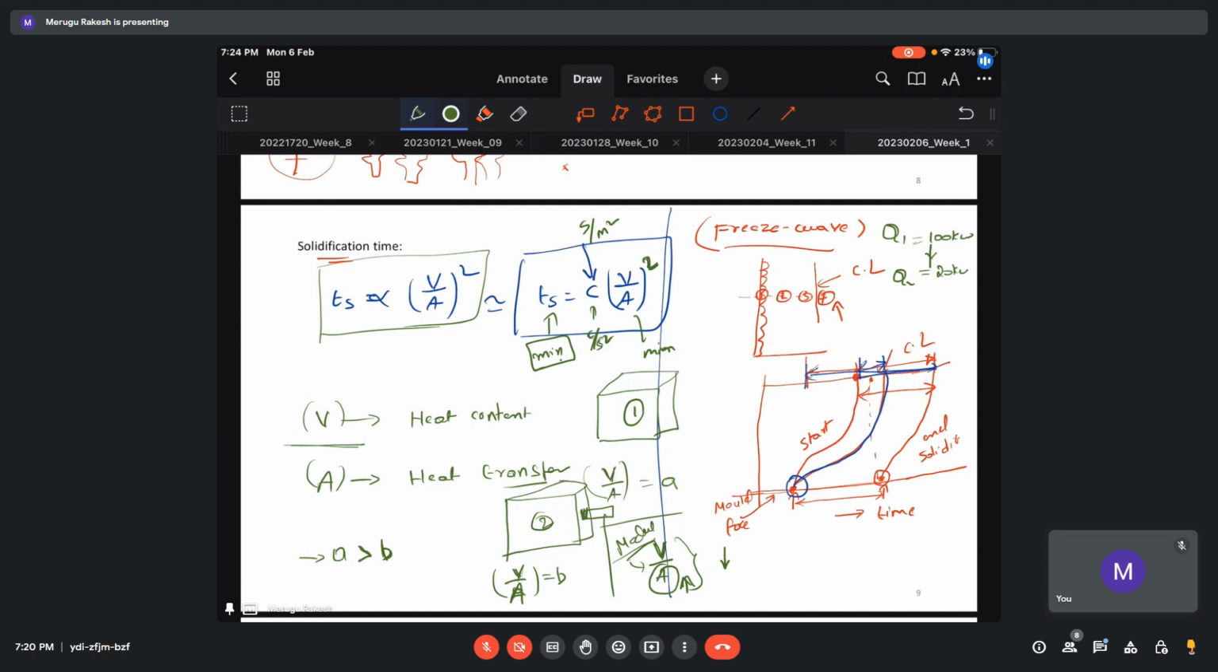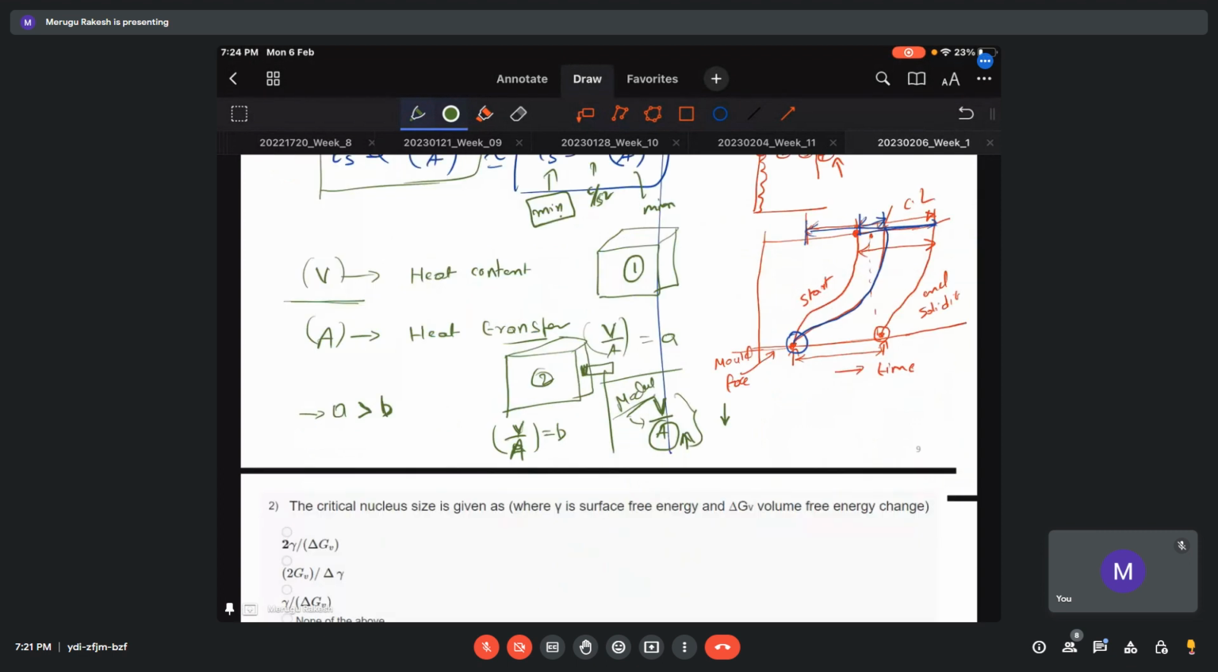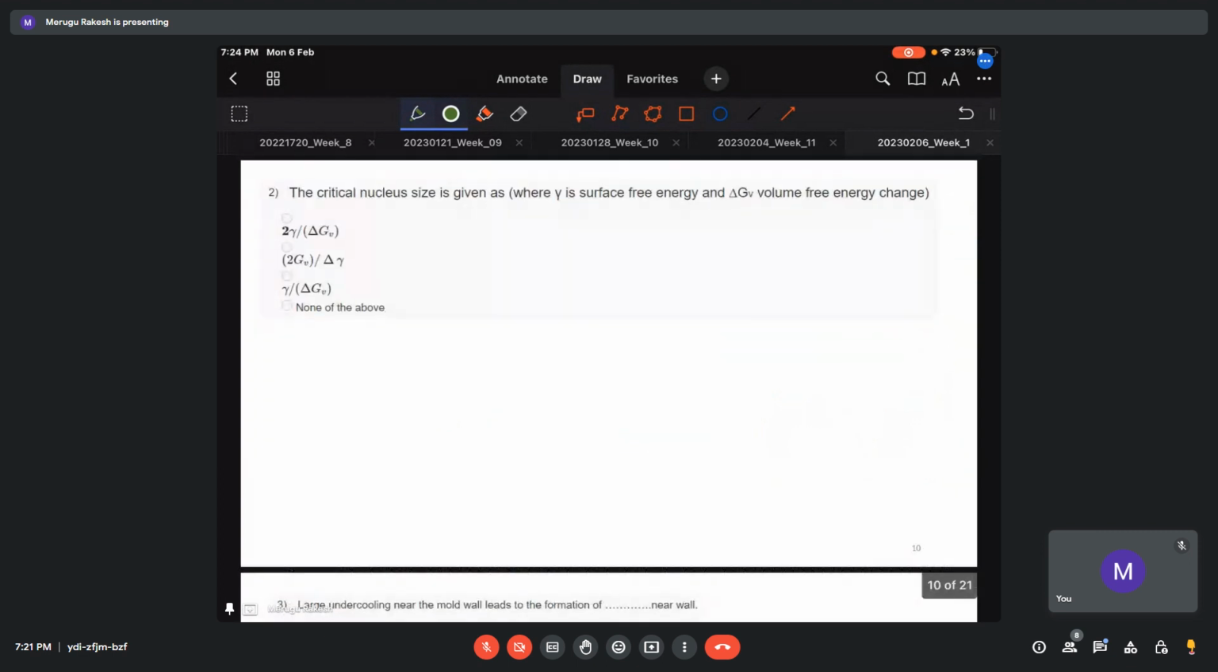Instead of just remembering the formula, this was the backend of the formula. Always remember this is V by A, and A should be in the denominator. If you increase the surface area, it reduces the modulus value, so the solidification time will reduce. I hope I made some small points. Let us now start some numericals, starting with this.